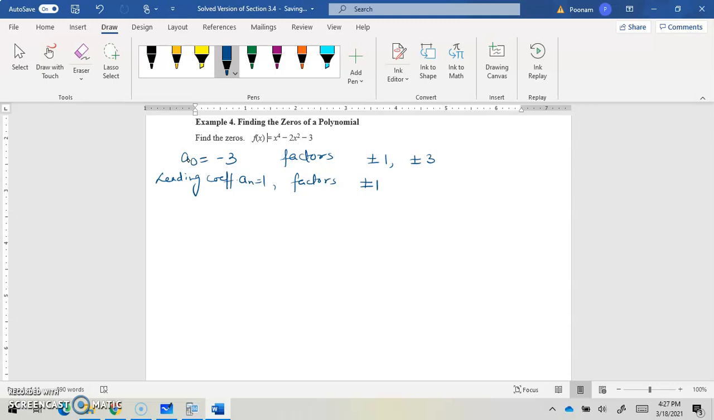So, possible rational zeros are, with numerator from here and denominator from here, plus minus 1 by 1 and plus minus 3 by 1. So, possible rational zeros are plus 1, -1, plus 3 and -3. Let's check in the calculator.